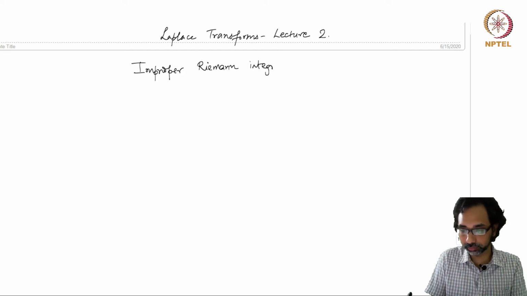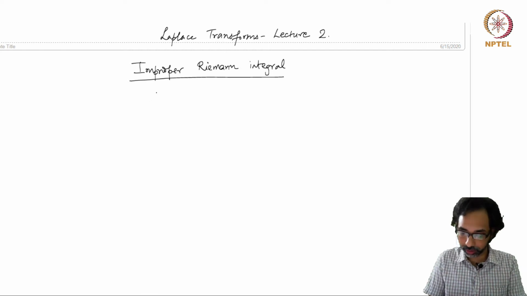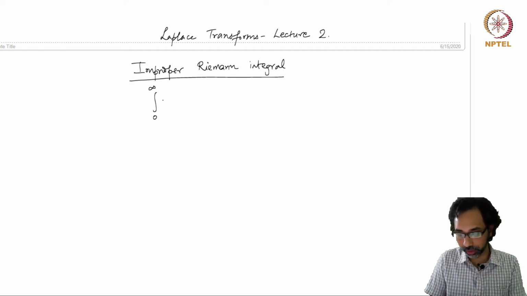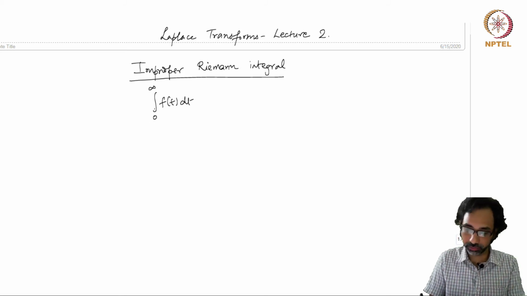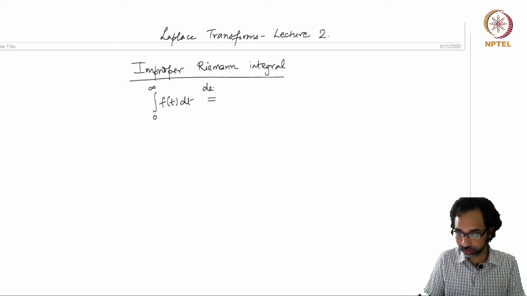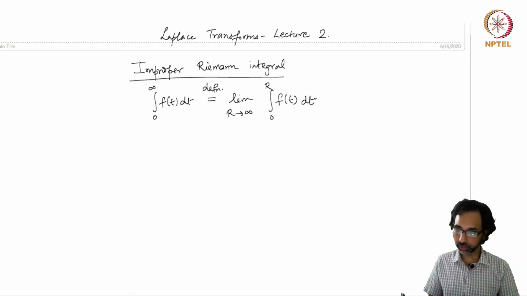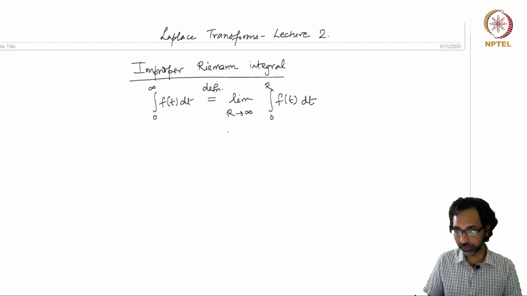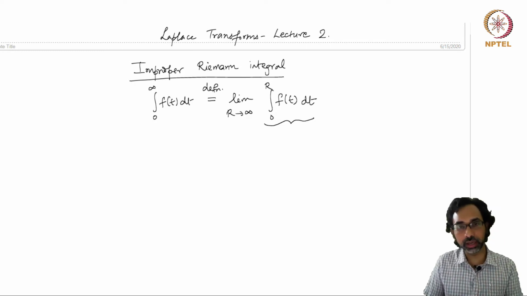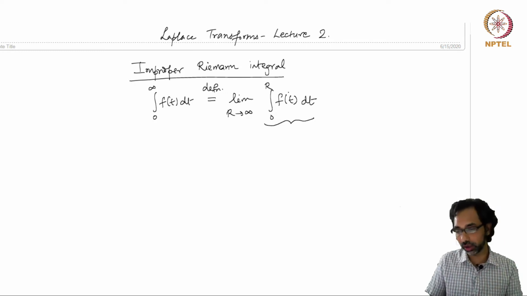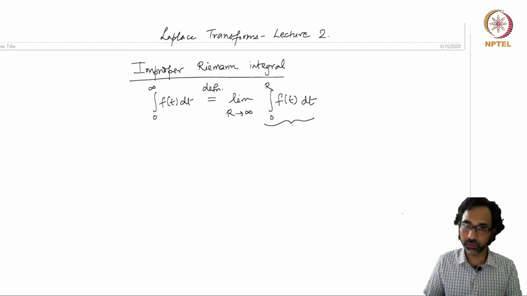So in the last class, we saw the notion of an improper Riemann integral, and this was used to define an integral of the form integral of f(t) dt from 0 to infinity, and this was by definition the limit as r goes to infinity of the integral from 0 to r of f(t) dt. Now, first of all, for this definition to make sense, the integral from 0 to r of f(t) dt must be finite, and then we say that the improper Riemann integral exists if the limit as r goes to infinity of this inner integral is also finite, right?